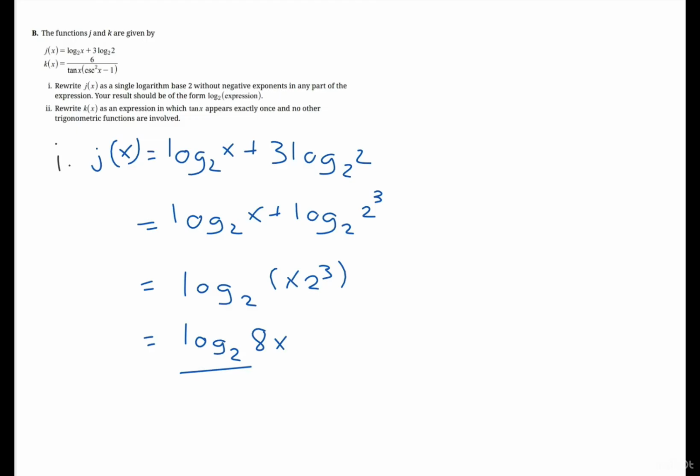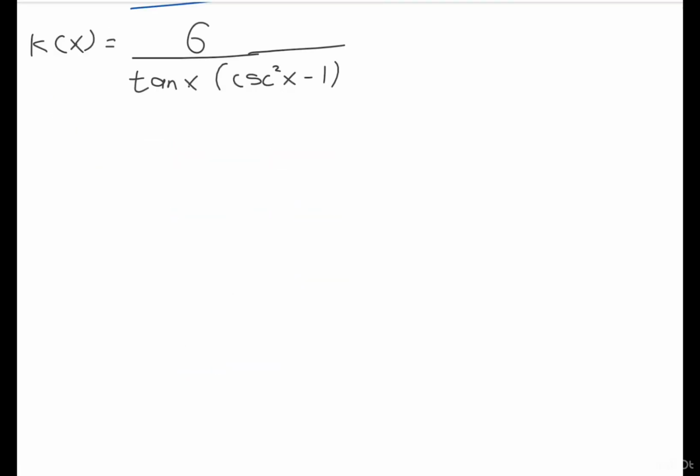That was very simple and straightforward. Let's move on to the second part. Okay, subpart 2 wants us to write k of x as a single expression in which tangent of x appears only once and no other functions are involved. Now, how would you approach this problem? Well, we already have a tangent of x here, but the problem is this one. So how can you relate cosecant square of x with any tangent function? It could be tan of x or it could be cot of x.